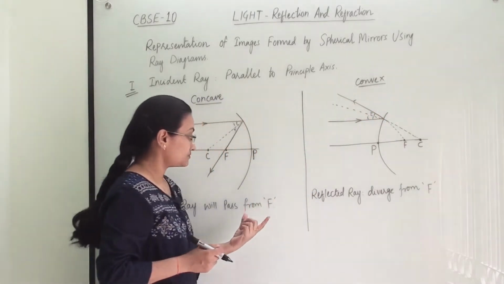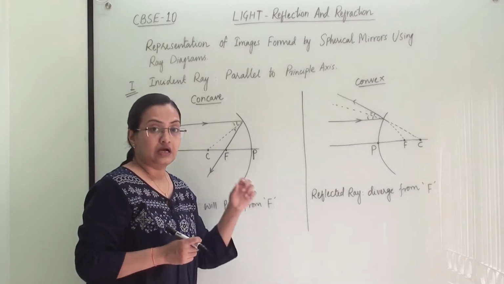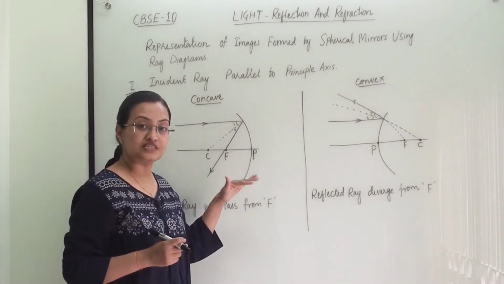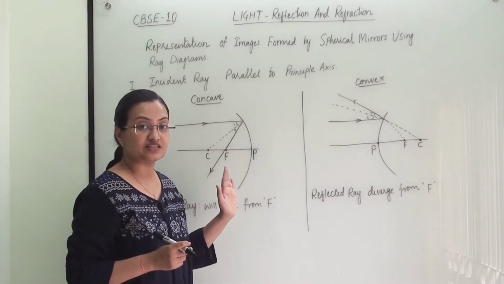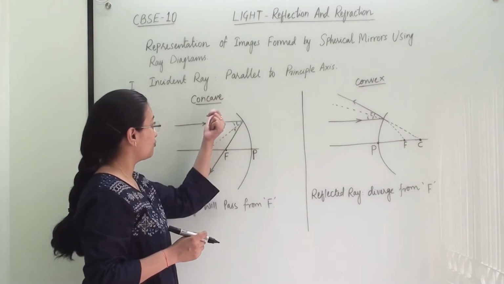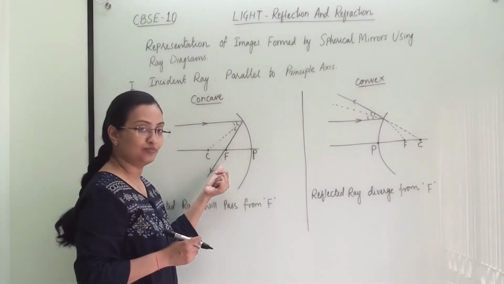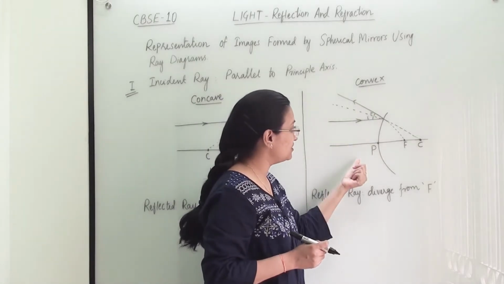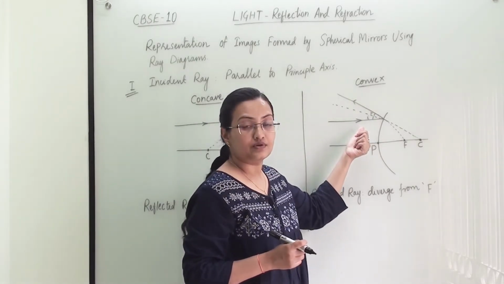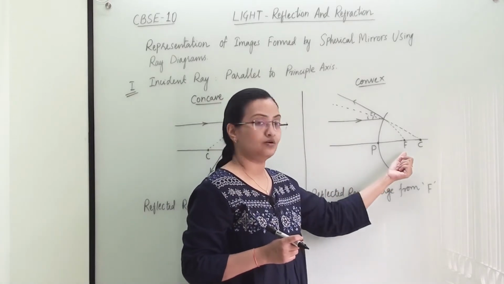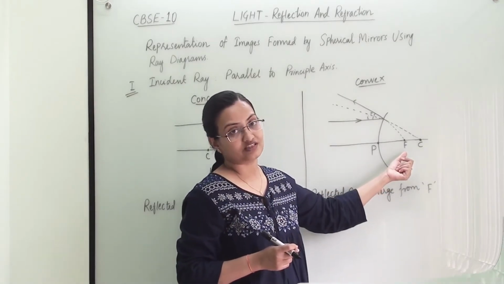So when rays parallel to the principal axis fall on both the mirrors, in the case of a concave mirror the ray will pass through the principal focus point, and in the case of a convex mirror it will diverge away from the principal focus of the convex mirror.